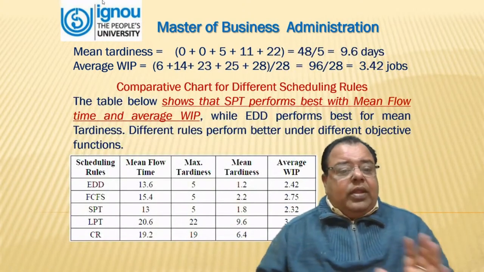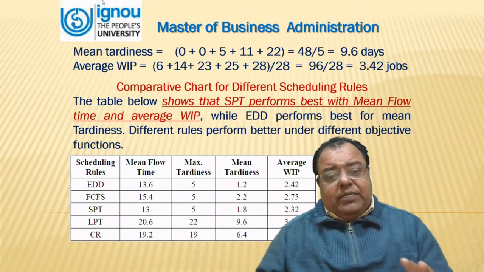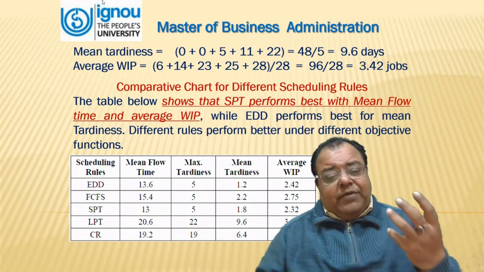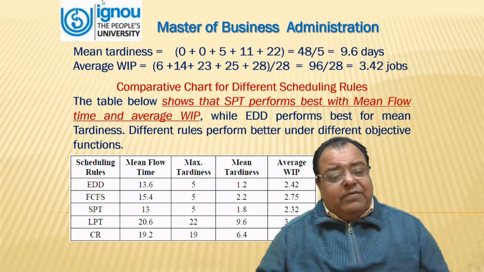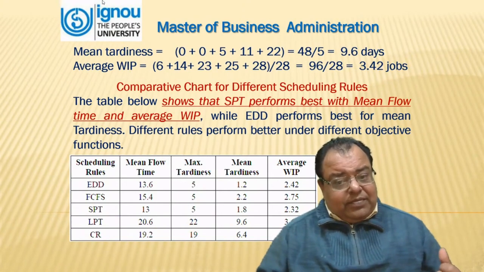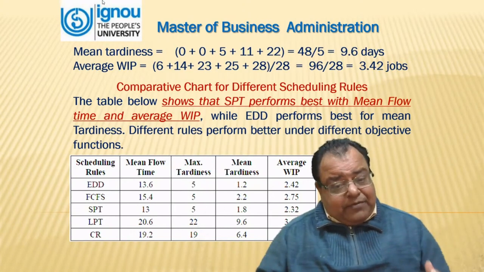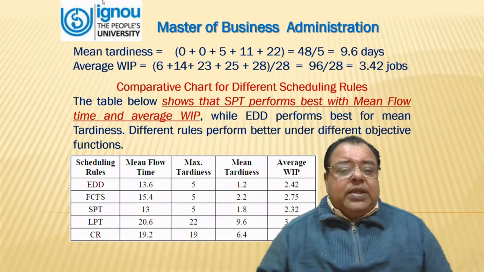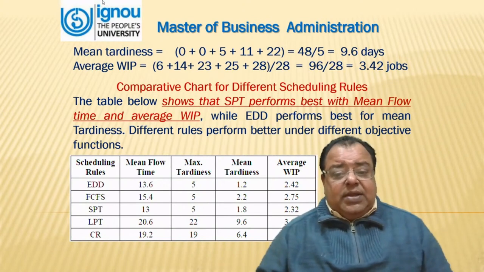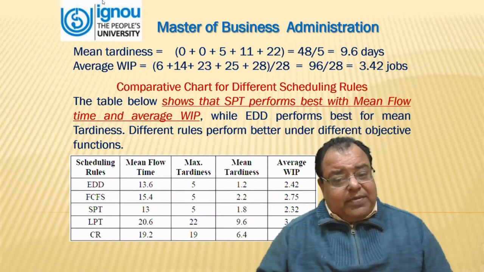Now we will have a look at the four different methods we have studied and how they performed or were evaluated. The table shows that SPT performs best with mean flow time and average WIP, while EDD performs best for mean tardiness. Different rules perform better under different objective functions.